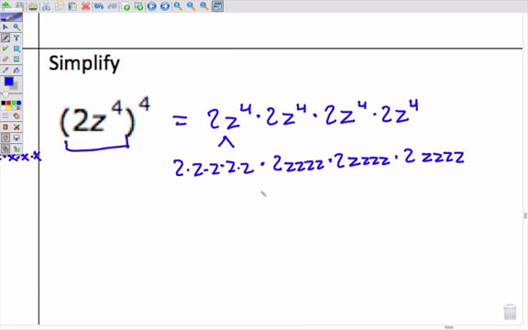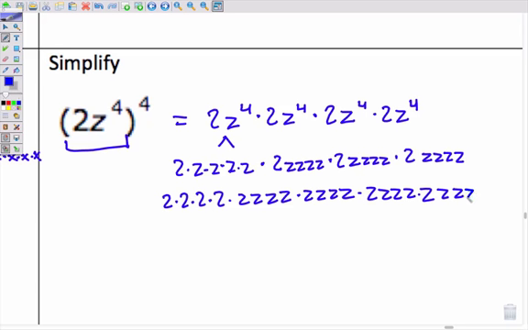Put all the 2's together, and you've got 2 times 2 times 2 times 2. And then you've got 4 z's, 4 more z's, 4 more z's, 4 more z's. Okay, this 4 of these 2's right here gives me the 2 to the 4th. And then I've got 4, 8, 12, 16 z's. So it's z to the 16th.